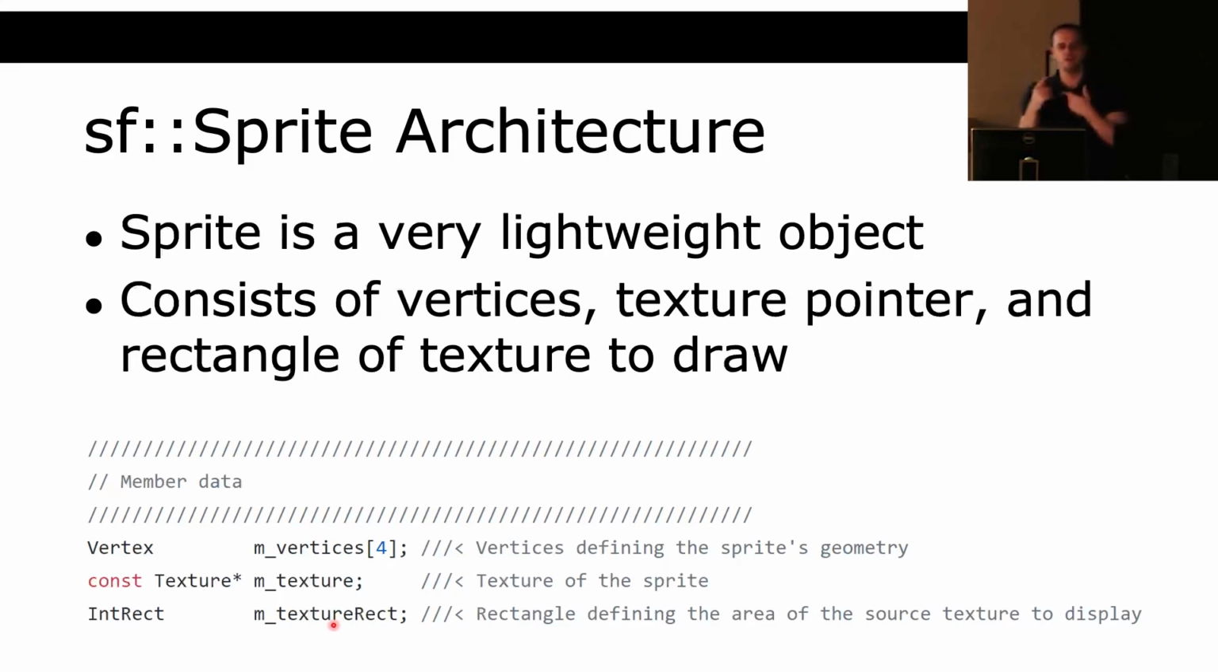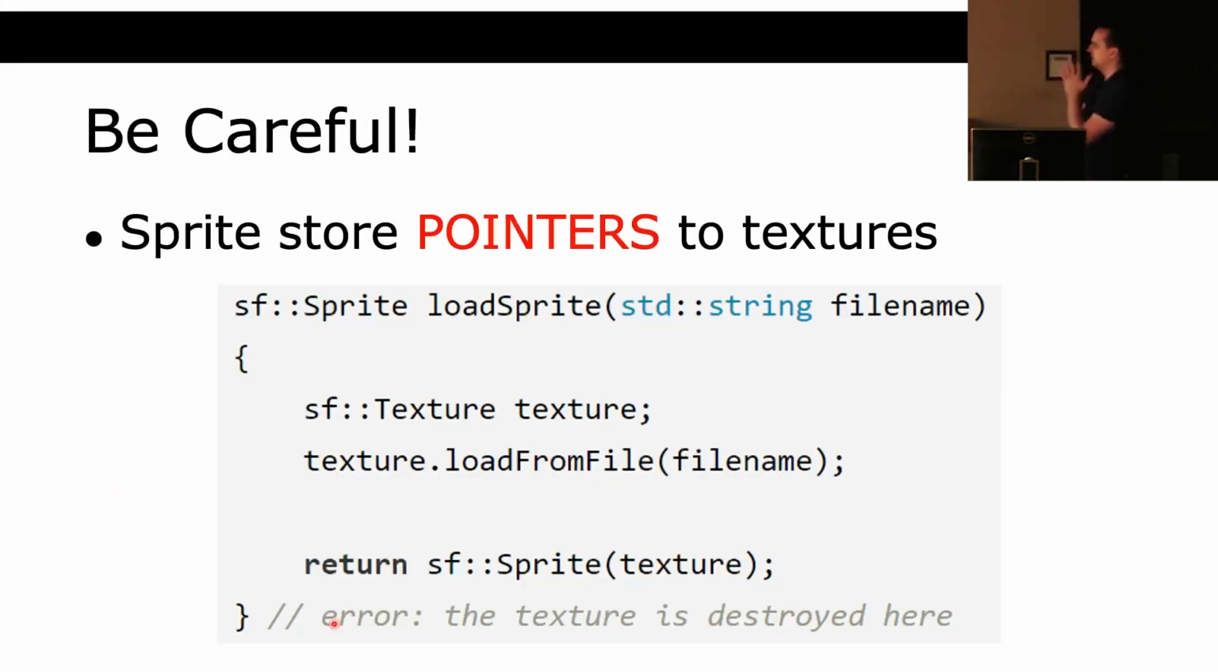And whenever you say window.drawSprite, the GPU has that texture already loaded in memory, and it will draw the rectangle from that texture that you want. But just be very careful. It stores pointers to textures. So this is a cautionary tale.